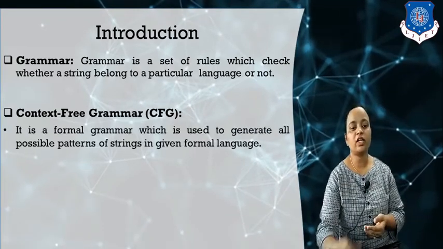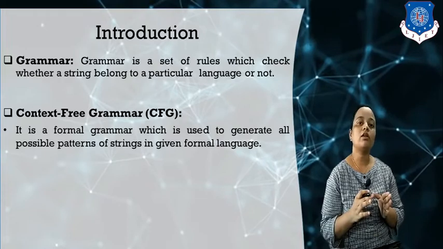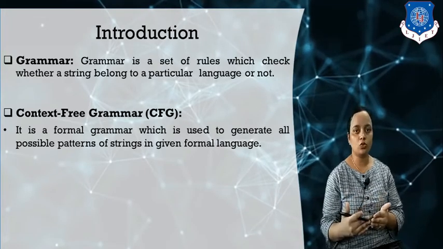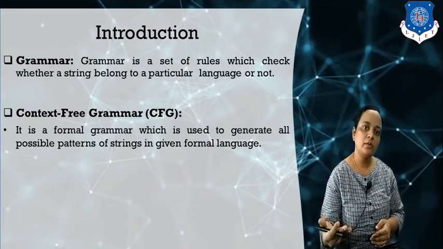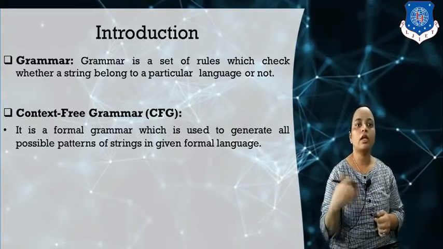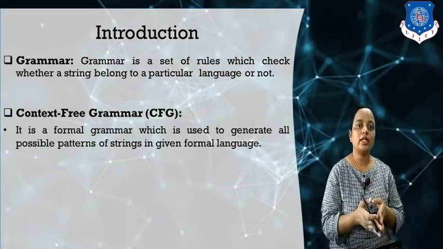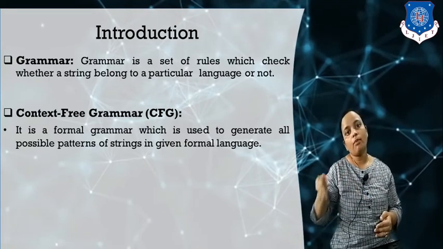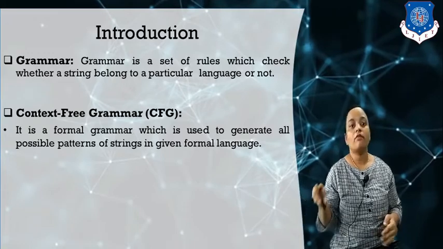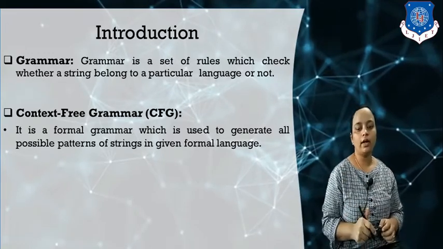Now next, what is context free grammar? Context free grammar is a formal grammar which is used to generate all possible patterns of strings in a given formal language. It generates all possible patterns of the strings which belong to that particular language.